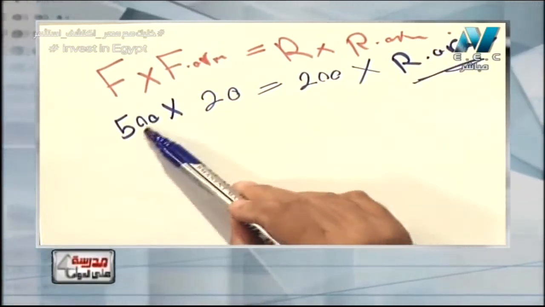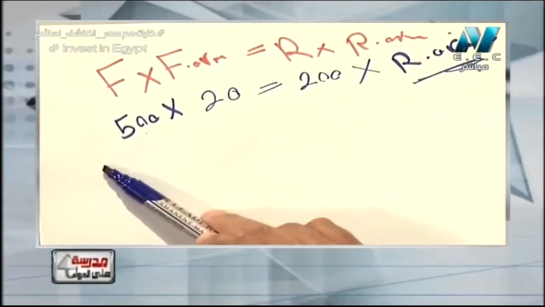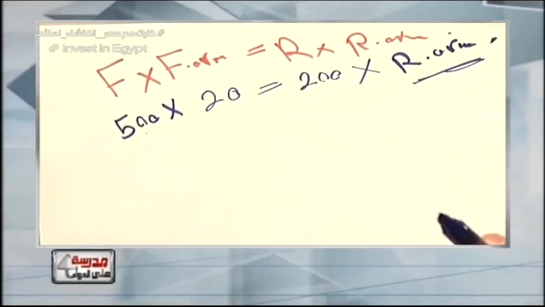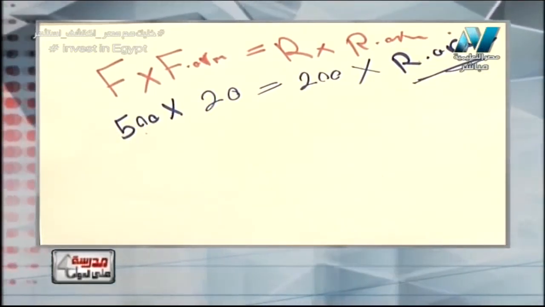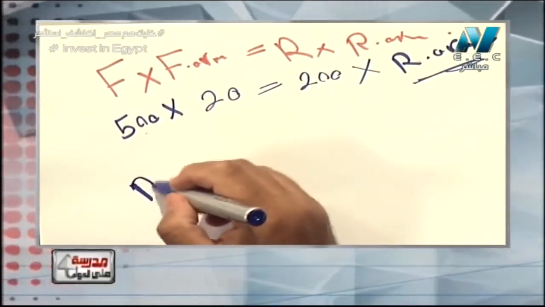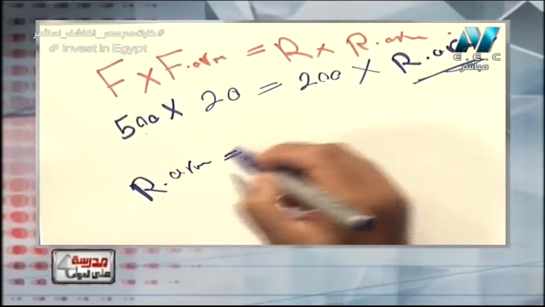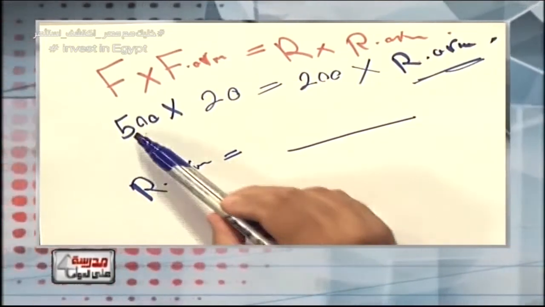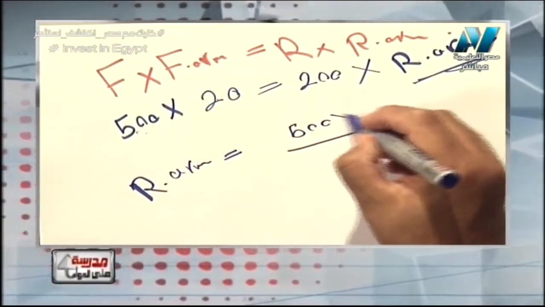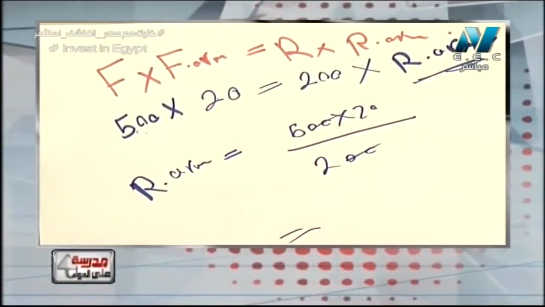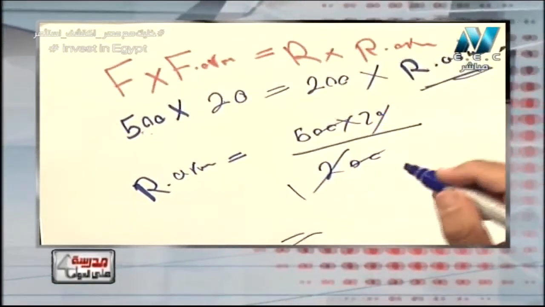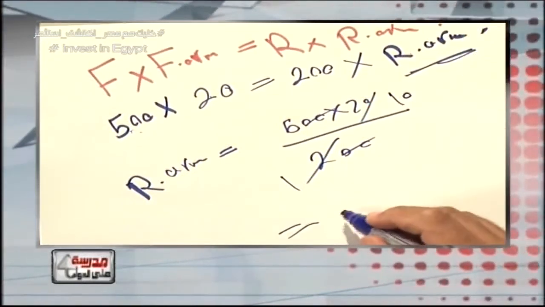Here I have four values, 1, 2, 3, 4. It gives me three of them and asks for the fourth. Consider resistance arm r and effort force arm f; whichever one is missing, I will find it. Resistance arm equals cross multiplication: I take the side that is complete, 500 by 20 over 200. Two zeros with the two zeros, divide one, divide 10. 5 by 10 equals 10.